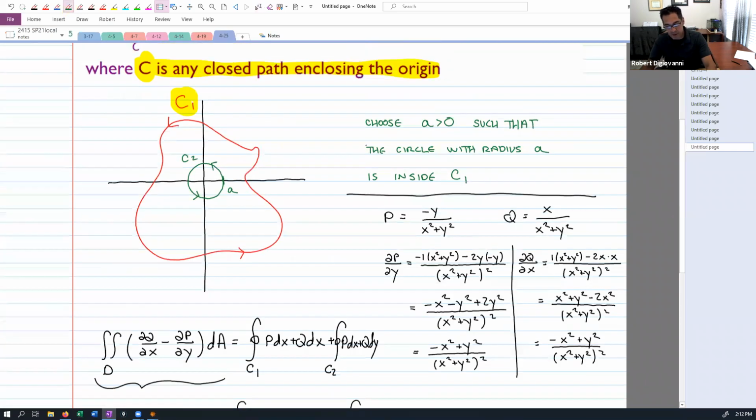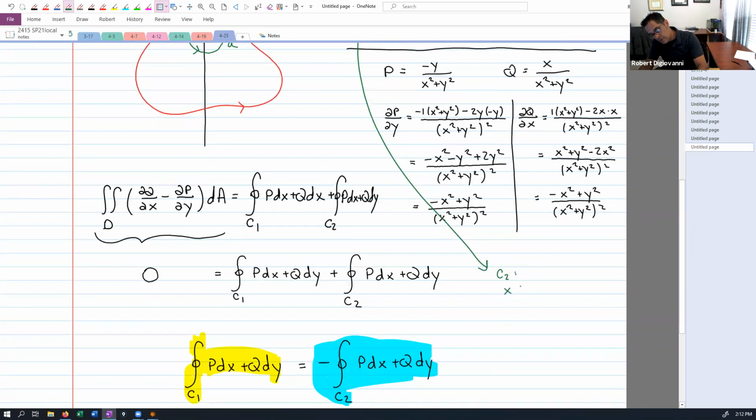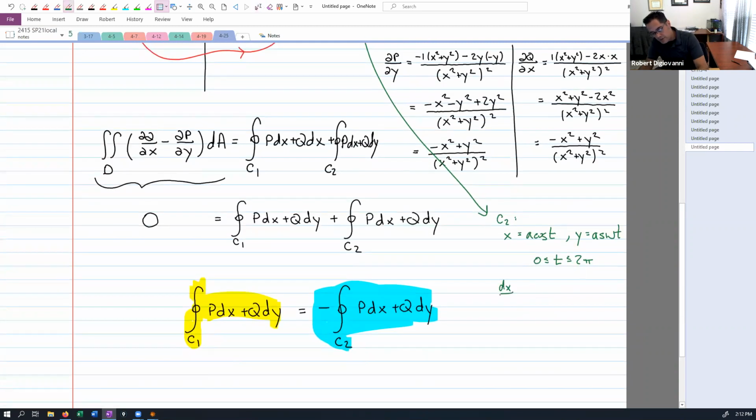So let's go back up. Here's C2. This is what C2 is. On C2, x is equal to a cosine t, y is equal to a sine t, with t being between 0 and 2 pi. See, I can draw that circle all day long using a as the radius. Those derivatives are negative a sine t and a cosine t. I wrote the wrong thing at first. Negative a sine t. And the derivative over here is this.